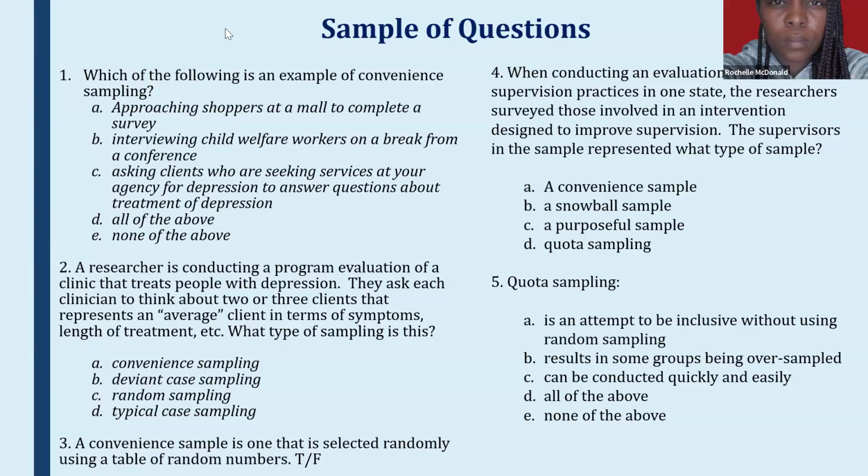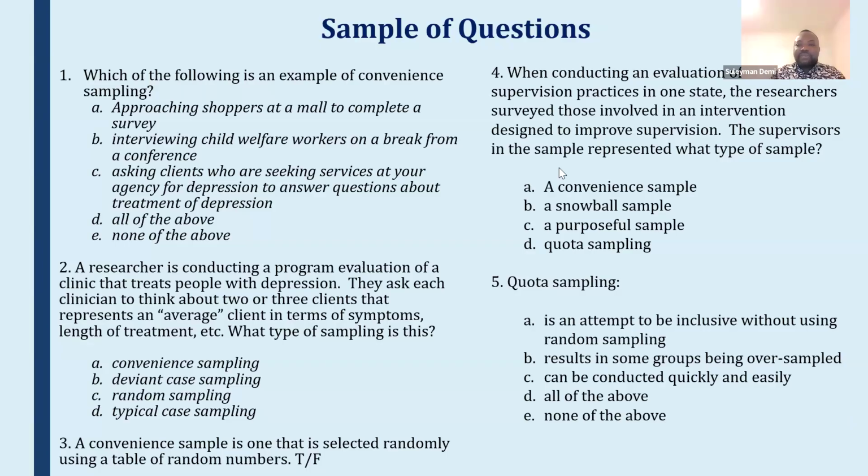I can read. Okay, go ahead. A convenience sample is one that is selected randomly using a table of random numbers, true or false. I am going to guess it's false. False, yeah. It's false. Absolutely.